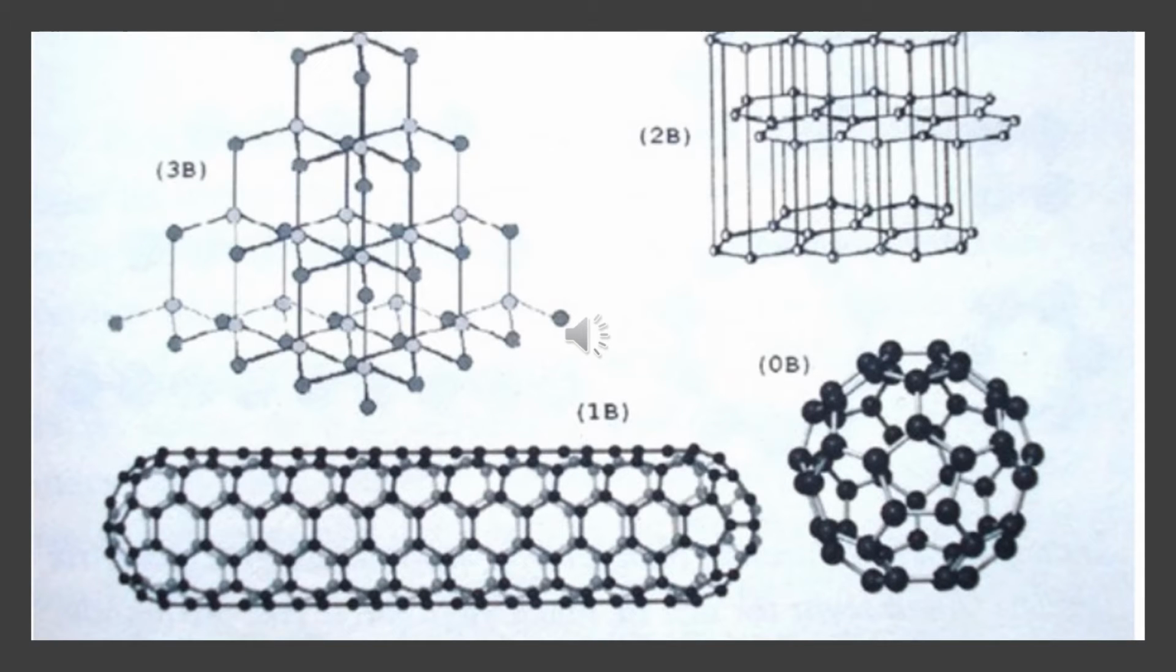Show that figure. The three-dimensional structure is diamond, the two-dimensional structure is graphite, the one-dimensional structure is nanotubes, and the zero-dimensional structure is nanoballs. The diamond structure shows sp3 bonding and the other structures sp2 bonding.